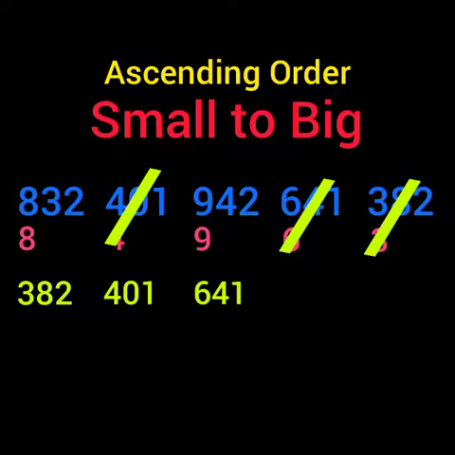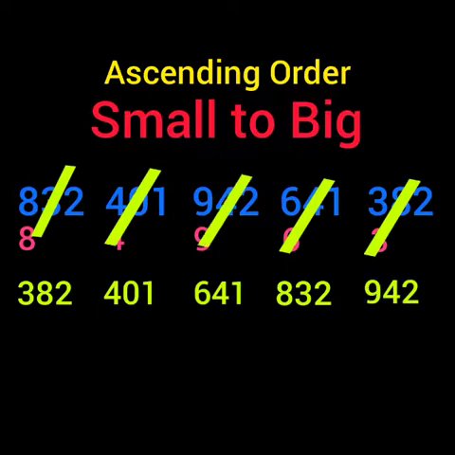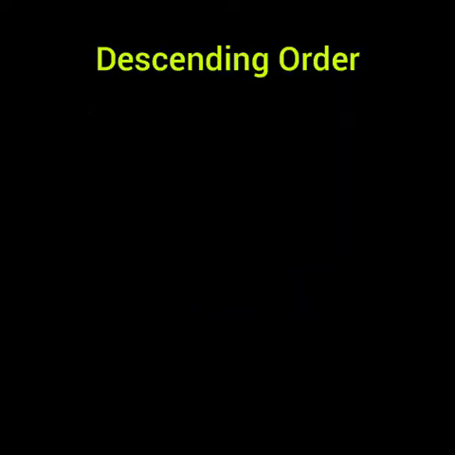Now we are left with 832 and 942. Compare the first digit, 8 and 9. Yes, 8 is smaller than 9. So we have to write 832 as the next number. Then at last we are left with only one number. So you have to write that number as the last number, 942.